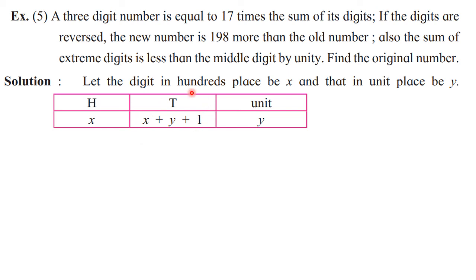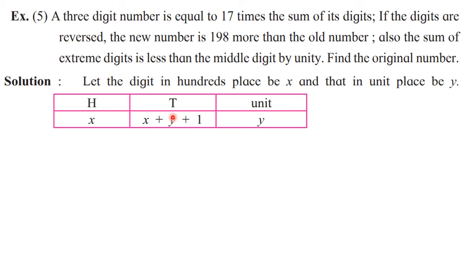It is given to confuse you, so that in a hurry you will write down -1 and get the wrong answer. So read it properly. The sum of the extreme digits means x plus y is equal to the middle digit minus 1. So that -1 is transferred here, and it became +1. Understood now?